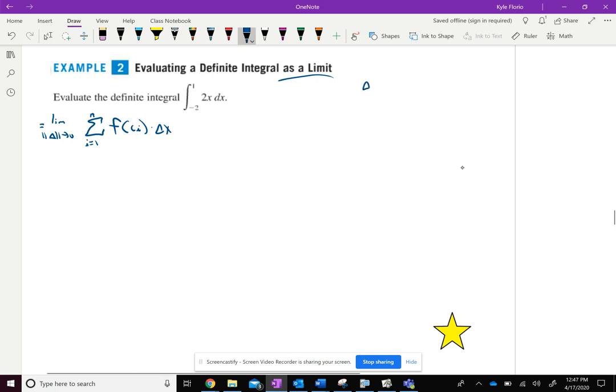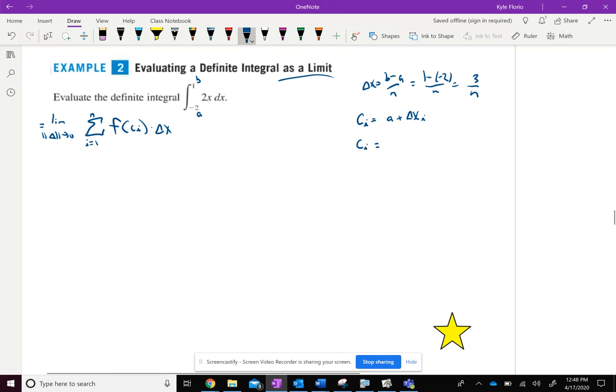What's delta x again? That's just b minus a over n. And we said that the integral is from a to b, so -2 is my a and 1 is my b. So that's going to be 1 minus -2 over n, which is really 1 plus 2, or 3 over n, is delta x. Ci, we can use a plus delta x times i as a general formula.